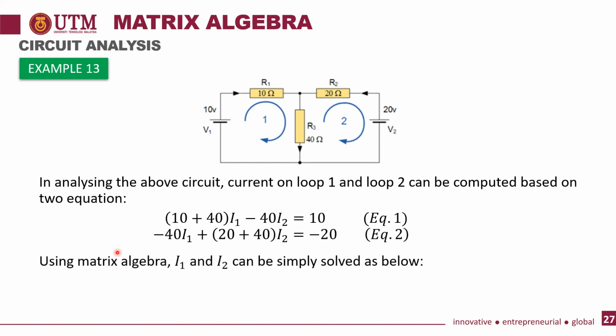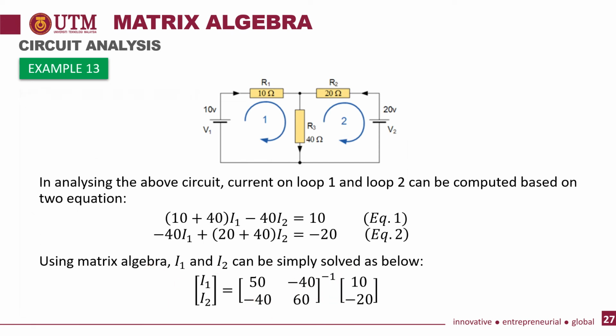Okay, so by using matrix algebra, I1 and I2 can be simply solved as below. I1 and I2, and then this matrix is actually over here. So if you wanted to move it over here after the equal sign, you need to inverse the matrix, and then you multiply it with the 10 and negative 20. So this example is actually similar to the previous example.